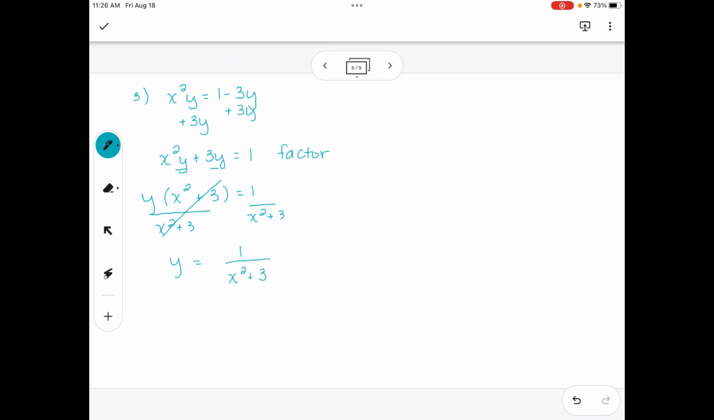I notice now that they both have a y, so I'm going to factor y, thus I'll have y times x squared plus 3 equals 1. Now I can divide both sides by x squared plus 3. Thus y is equal to 1 over x squared plus 3. Still going to substitute 0 and see what happens. y then will equal 1 over 0 squared plus 3, so y is equal to 1/3. I have one single point that it provided me. So this is a function.